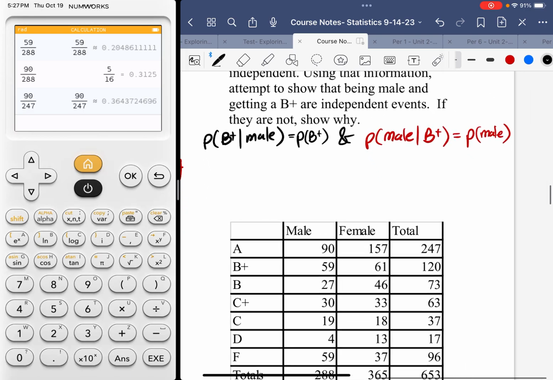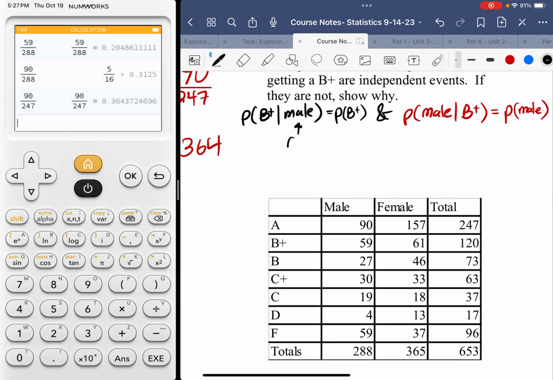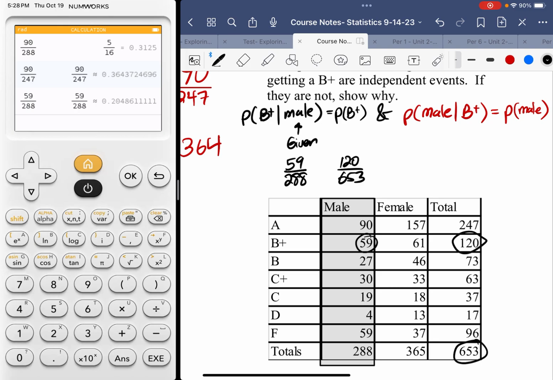All right, so a little more table work here. Again, this is my given. So from the set of males, getting a B plus right there, 59 out of 288. Probability of getting a B plus in general, regardless of male or female, that is 120 over 653. All right, so I'll run those numbers, 59 over 288, 120 over 653.